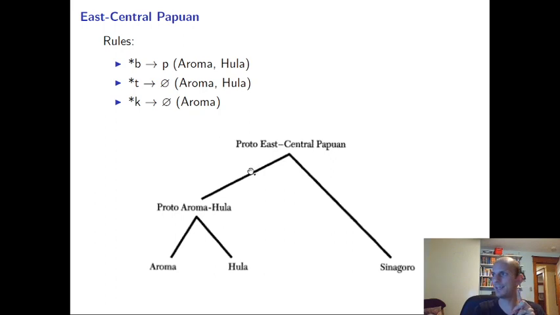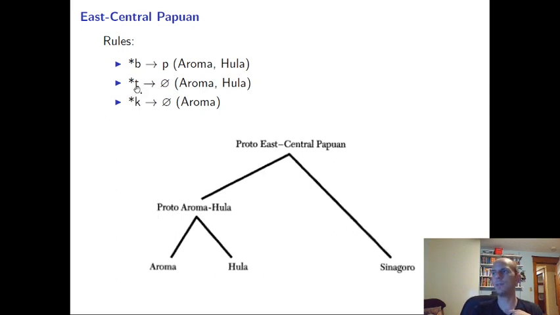During this line, this one line, not here and here. It happened up here, right? And so these shared changes, Aroma and Hula share this change, P to B, B to P. Sharing of phonological change over time is in fact what binds them together more closely than Sinagoro, right? B went to P for Proto-Aroma Hula, but it didn't do that in Sinagoro. That's why we lump these together.